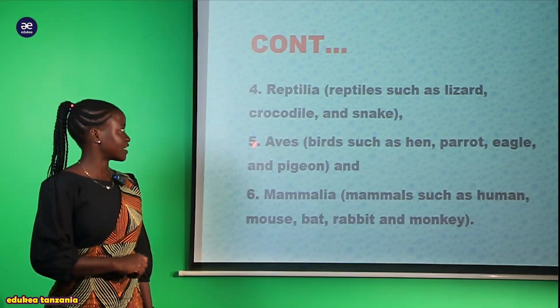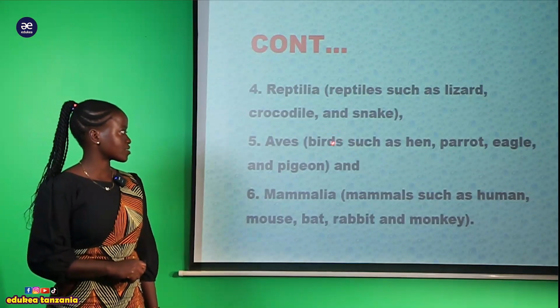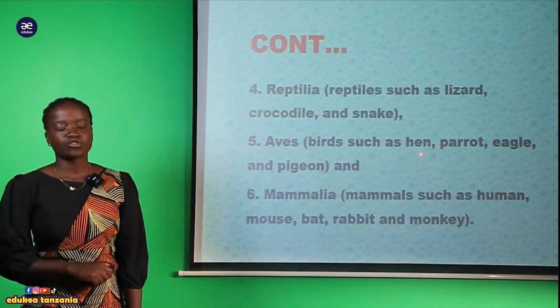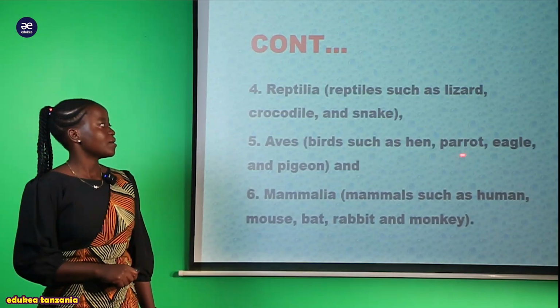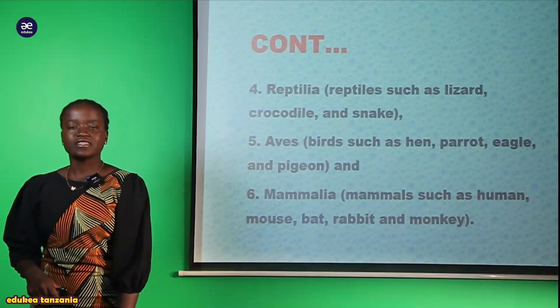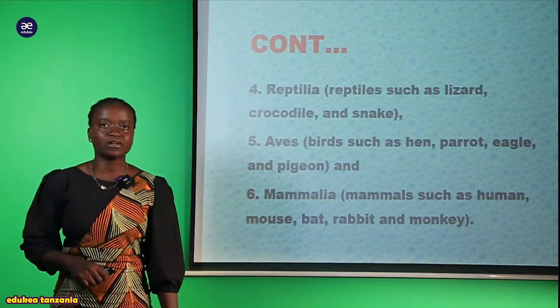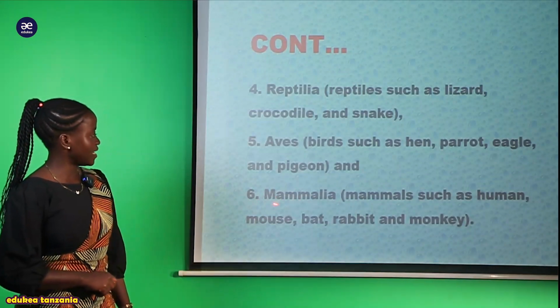Also we have a class that is aves. Within the aves is where we are going to discuss the birds. So our birds such as the hen, parrot, the eagles and pigeon, all of them are found within the class which is aves. And lastly we're going to finalize by looking at the mammalia.